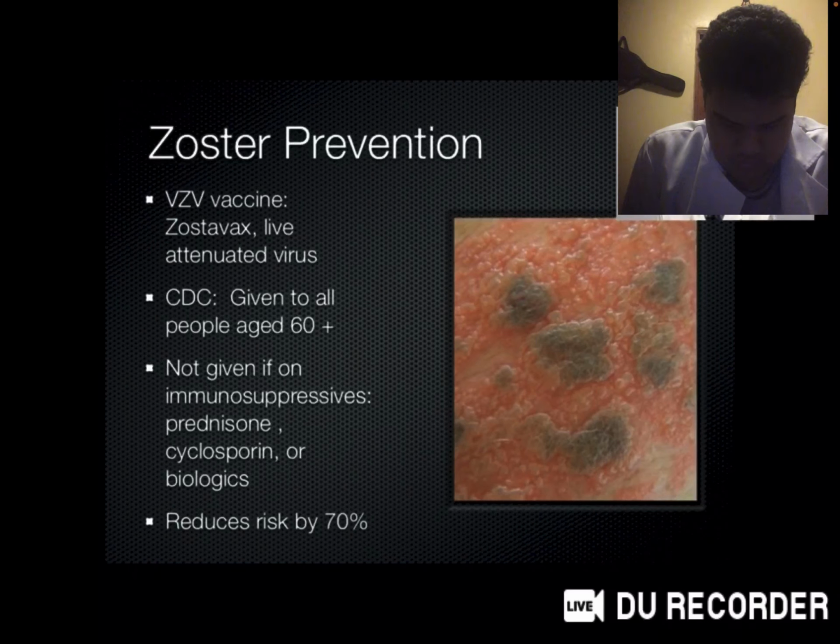It's not given if you're on immune suppressives such as prednisone, cyclosporin, or anti-inflammatory drugs known as biologics. So if you're going to be placed on one of these drugs, your doctor may want to give you the Zostavax prior to initiating immune suppressive therapy. The Zostavax reduces your risk of developing shingles, herpes zoster, by about 70%.